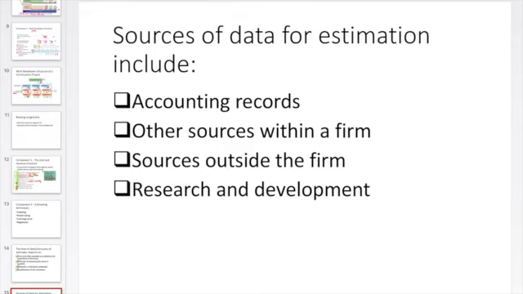And the source of the data for estimation are from different places. The first resource you can use is your company's accounting records. You can check the historical data, right? And you can ask your accountant for those records. And the second resource you can use is other sources within the firm. Like you can ask other experienced people, like if they have built something similar before, they might have a better knowledge about like what's the cost.